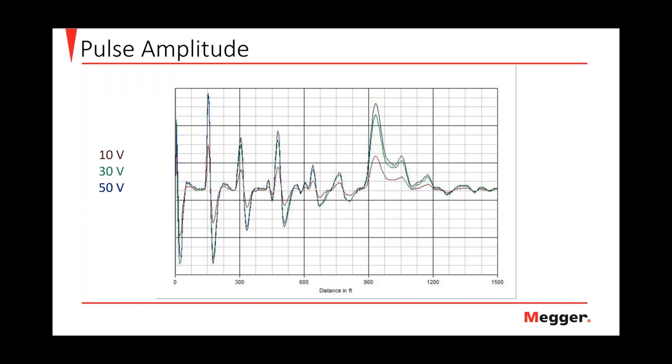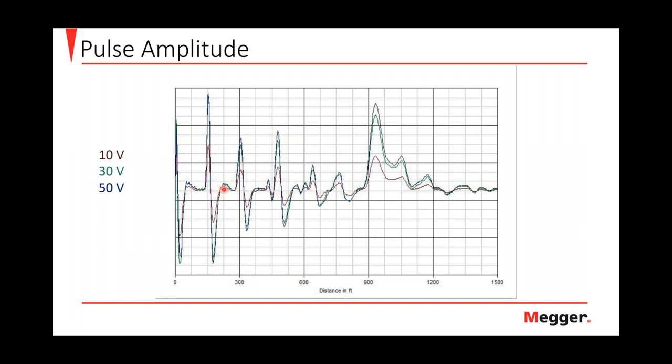Here we have the same cable at three different pulse amplitudes. So we have a 10 volt, a 30 volt, and a 50 volt pulse. So, oversaturation: if this particular cable and our gain was set in such a way, we might not be able to see the top or the bottom of these signatures. It's just been oversaturated. Our largest amplitude is the blue, and you can see that the peaks are very tall, very sharp. And then the lower the amplitude, the smaller they are.